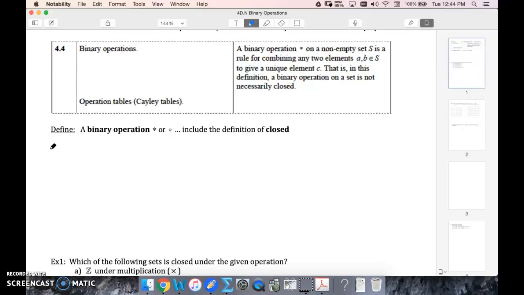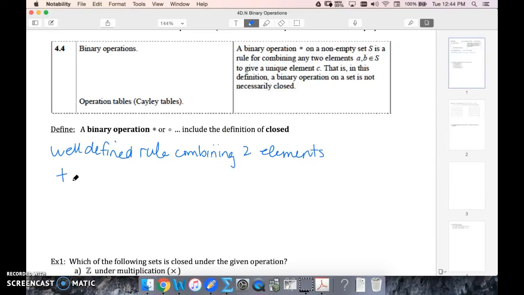Okay, so a well-defined rule combining 2 elements. Examples of this are addition, subtraction, multiplication, let's use the correct symbol here, multiplication, division. All of those are binary operations.